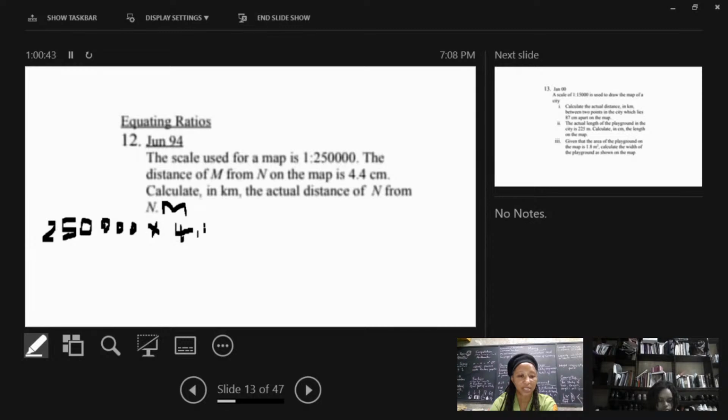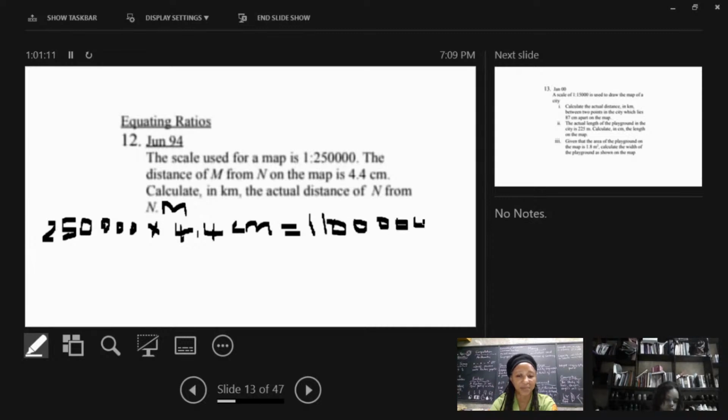All right, so what would this give in centimeters? Calculator. So it would be 250 times 4.4. So 1,100,000 centimeters.